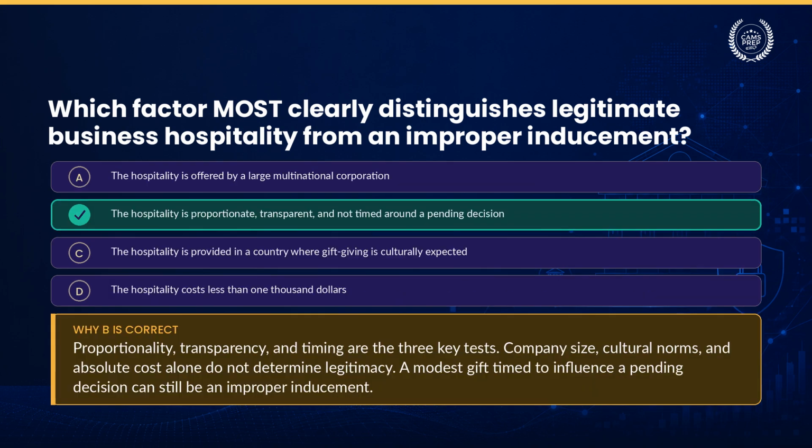The correct answer is B. Proportionality, transparency, and timing are the three decisive tests. The size of the company offering the gift is irrelevant. Cultural norms do not override anti-bribery law, and there is no universal dollar threshold that makes hospitality automatically acceptable. A modest gift timed to influence a pending decision can still constitute an improper inducement. Always apply the three-part test.